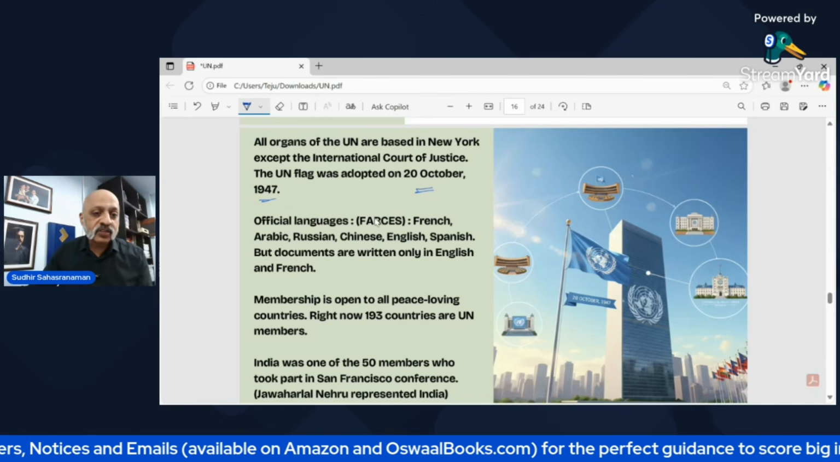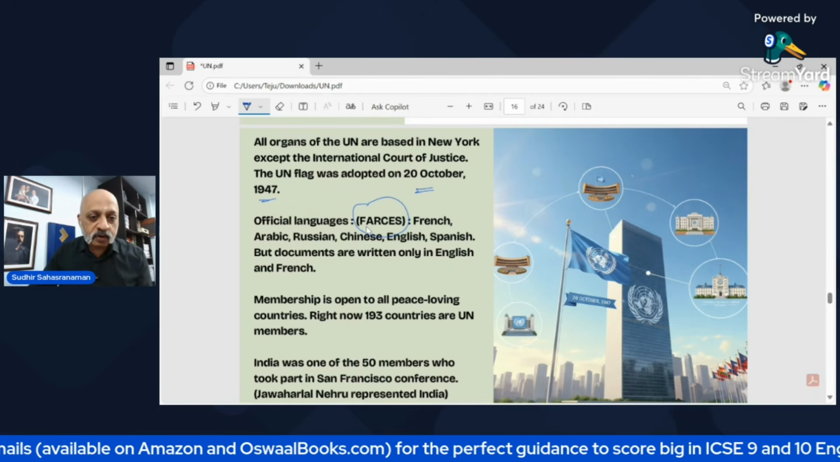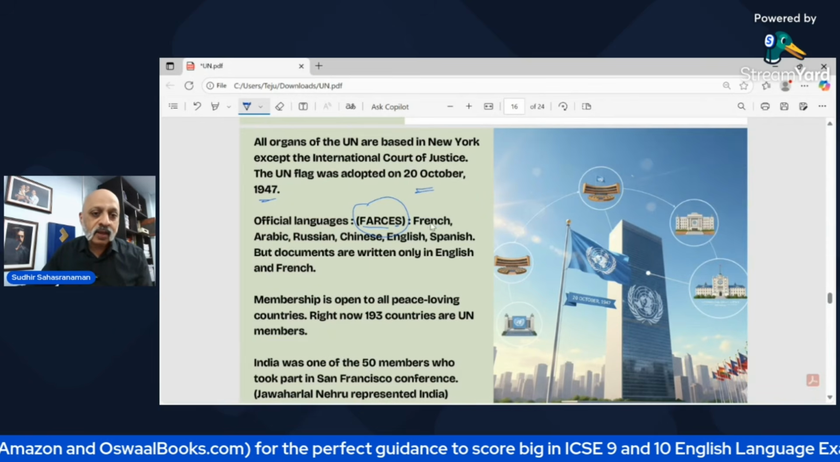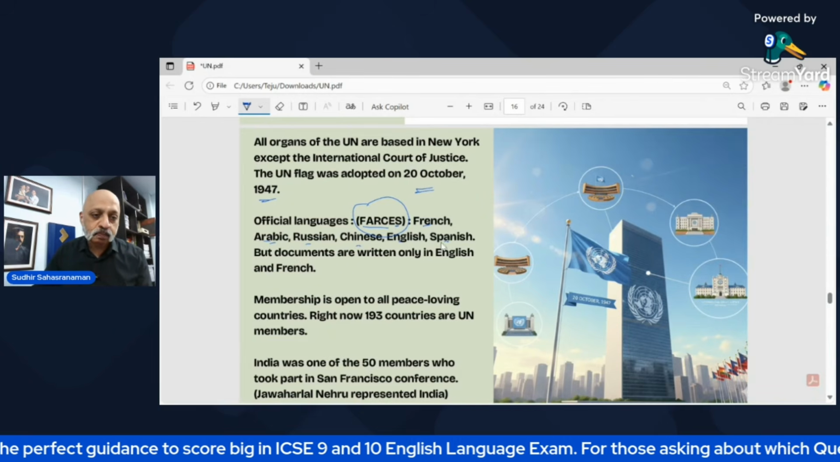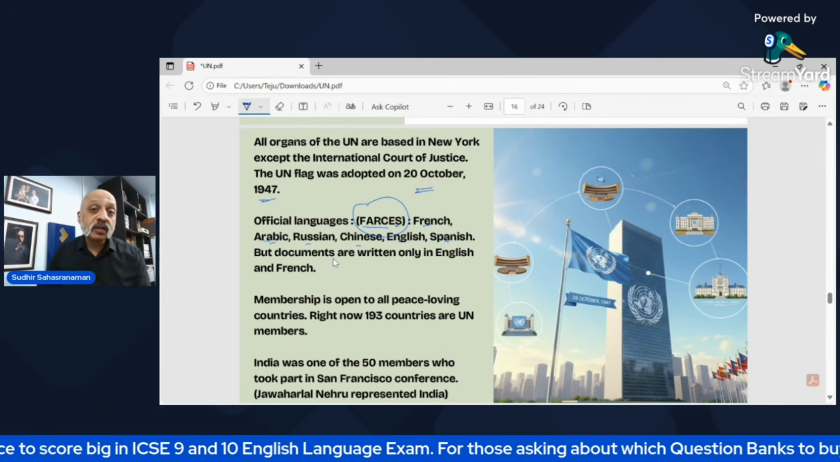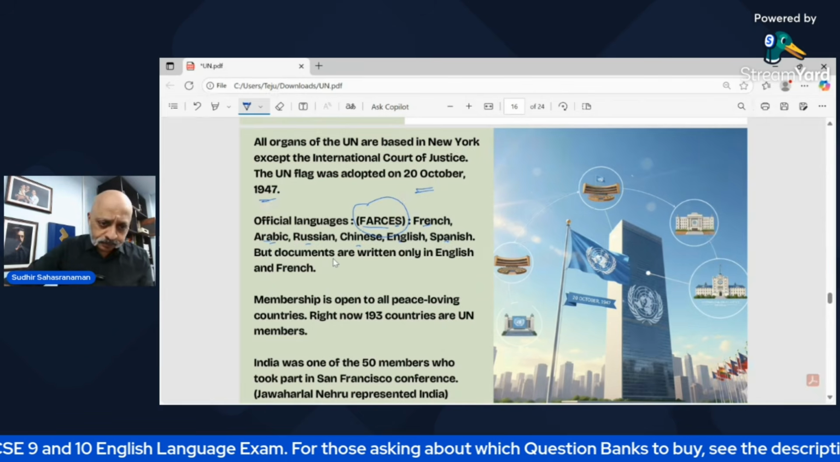Which are the official languages? Now, this is another code that you can remember. FARSE, you can remember with an S. You have French, Arabic, Russian, Chinese, English, and Spanish. Okay. But the documents are written mainly in French and English.